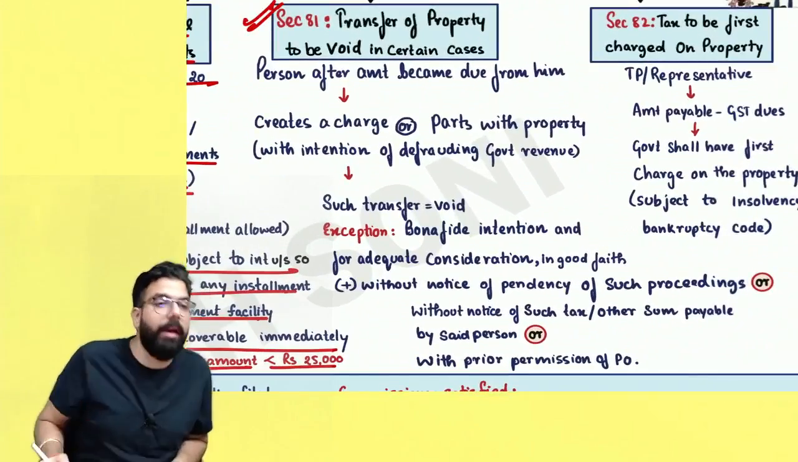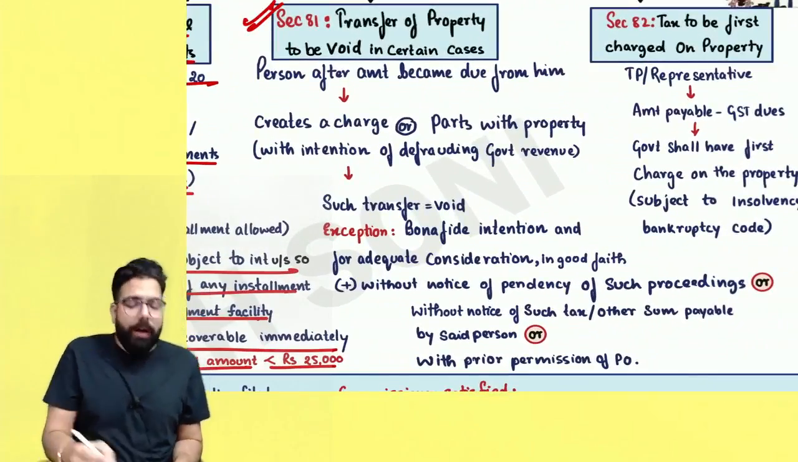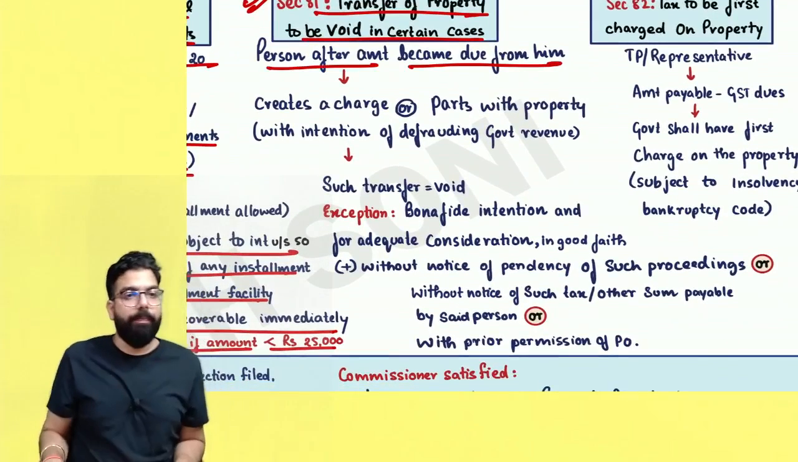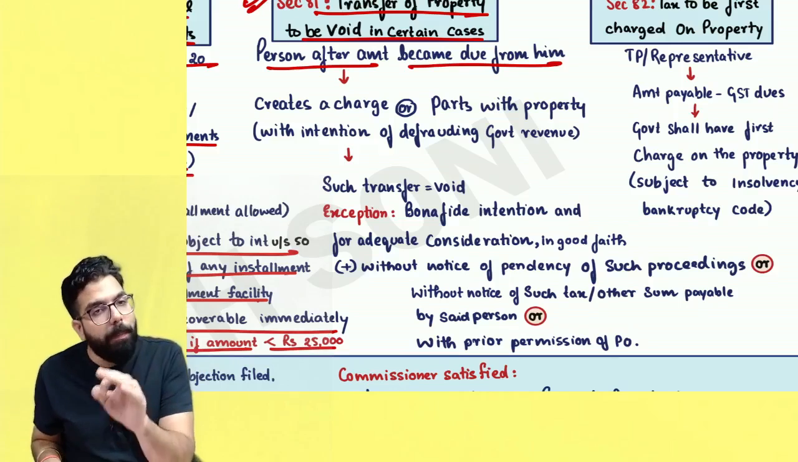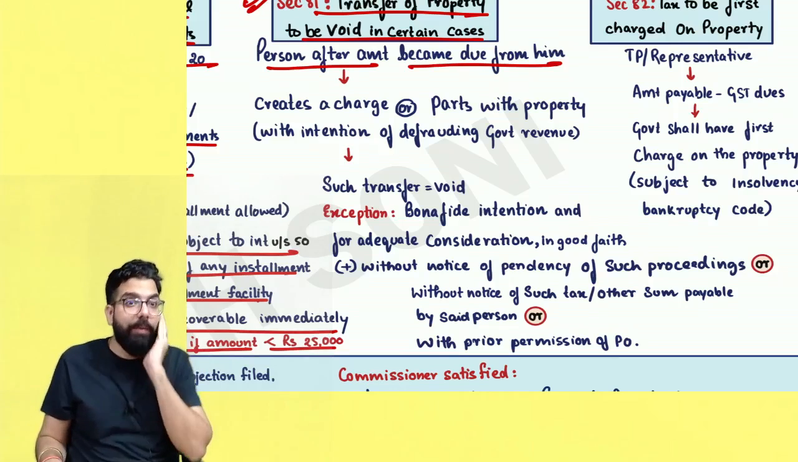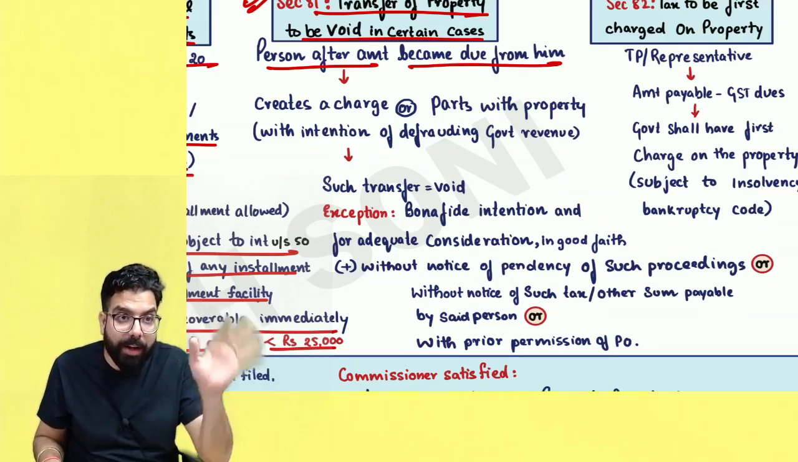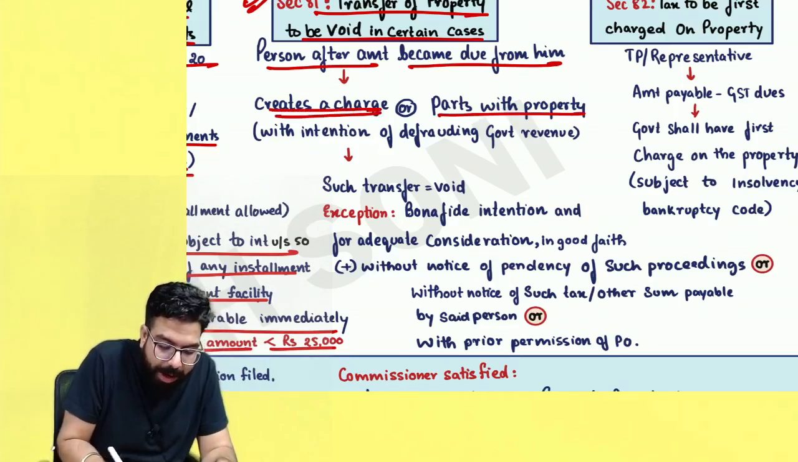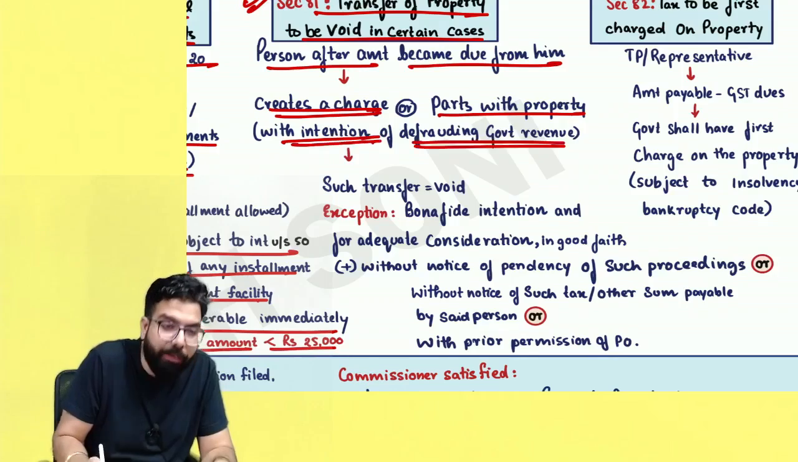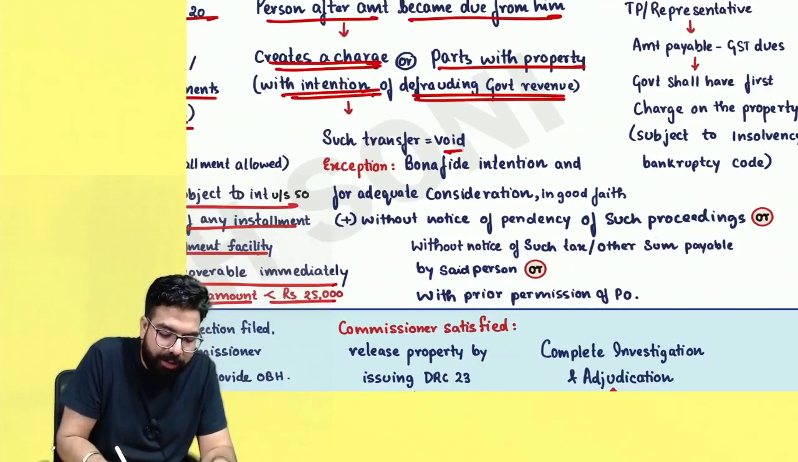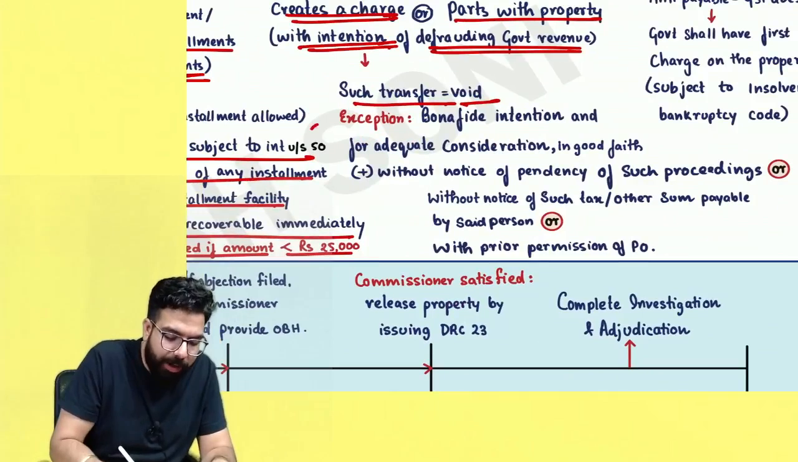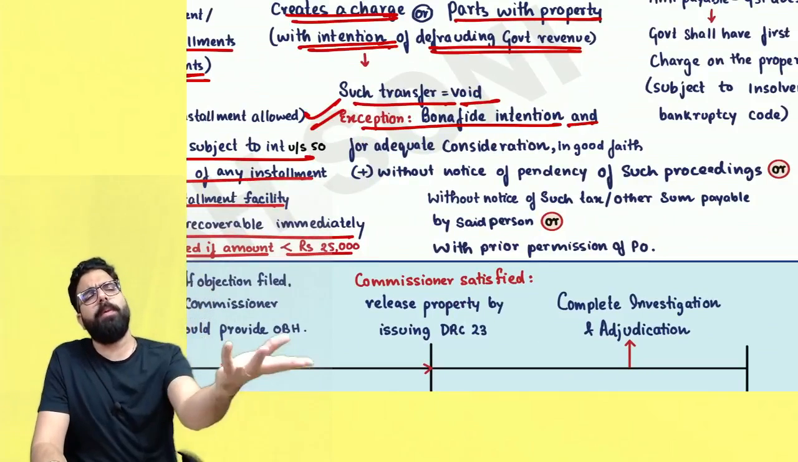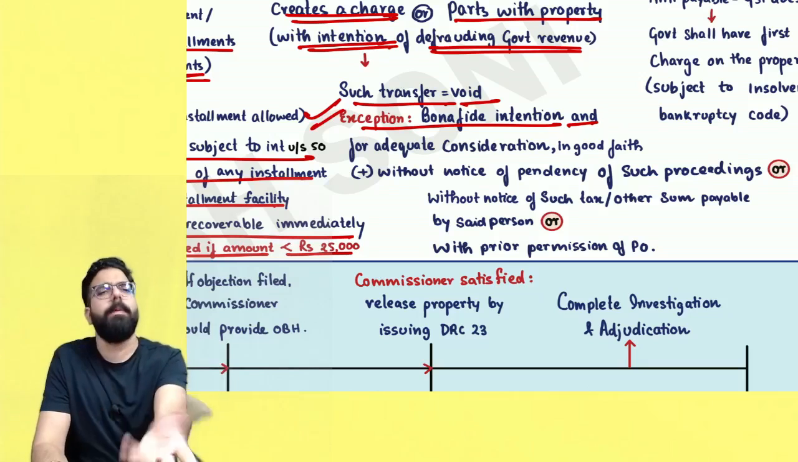The next one, section number 81: transfer of property shall be void in certain cases when the amount becomes due from him. When the amount becomes due from a person, if he thinks he will mortgage or transfer the property in order to defraud the revenue, that is, you create a charge or part with the property with an intention of defrauding the government revenue, then such transfer shall be void. But it will not be void if your intentions were bona fide: you thought you will transfer the property, recover the amount and give it to the department only.